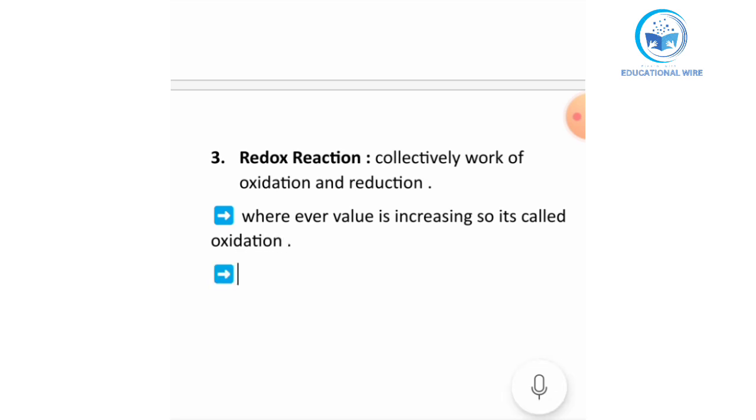And the second point is, wherever the value decreases, you can say that the rising of the value is oxidation and the decreasing of the value is reduction, so it's called reduction.